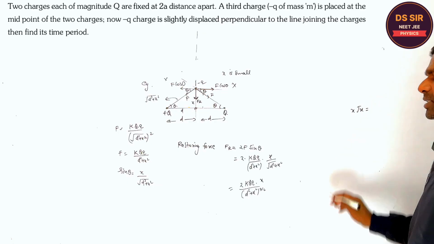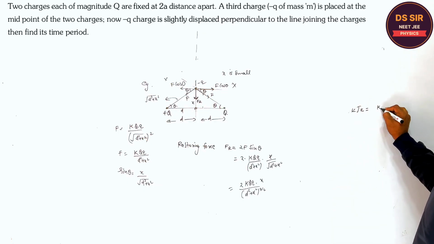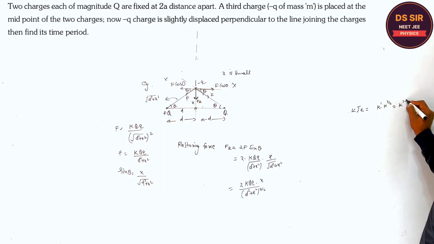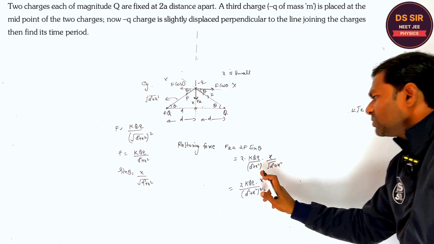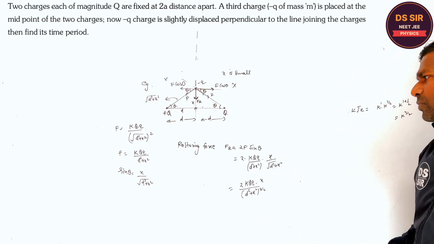How is it? x into root x, right? Or you may assume k into root k. What is k into root k? k into k raised to the 1 by 2. It is k raised to 1 plus 1 by 2, it is power 3 by 2. That is why it is written as raised to the power 3 by 2.